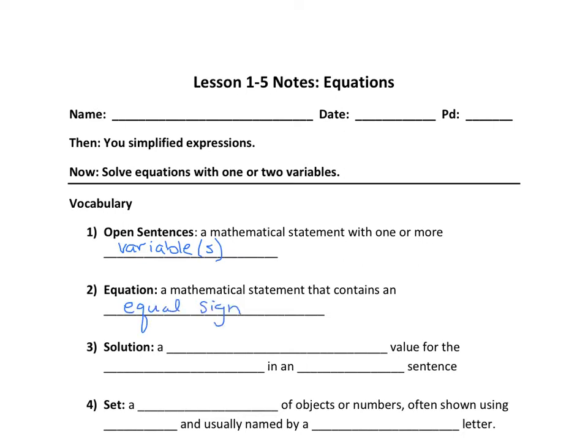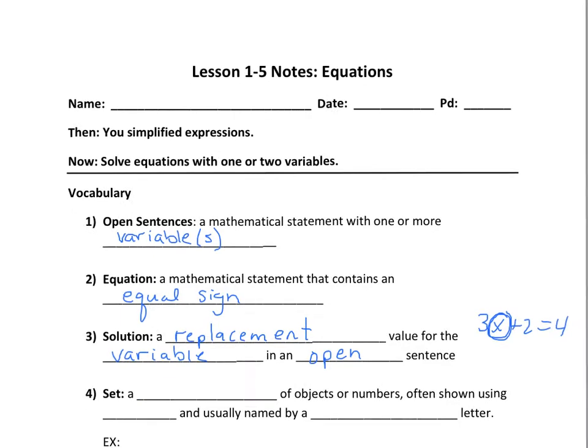Okay, so now we're picking up those equal signs. A solution is a replacement value for the variable in an open sentence. Okay, so basically we're going to take an equation and we're going to have a variable in it. So if we have like 3x plus 2 equals 4, we're basically going to find what number is our x value, okay, and that's going to be its solution. All right, scrolling down here.